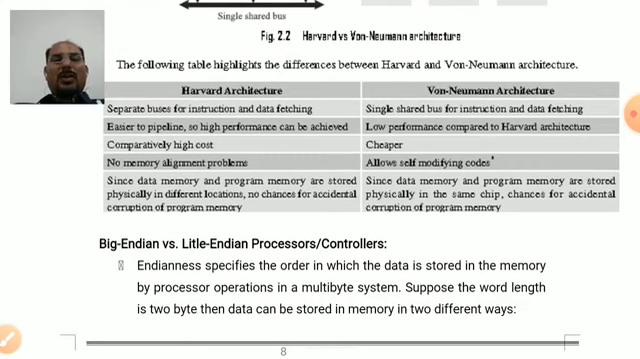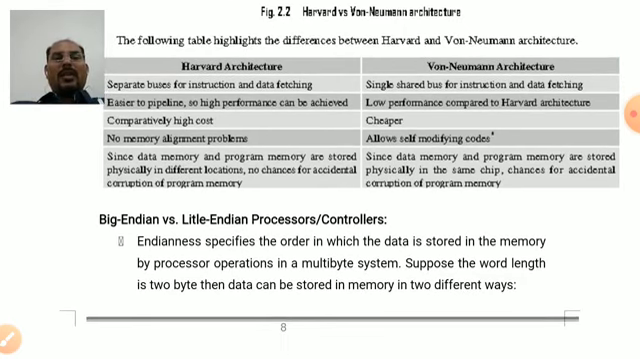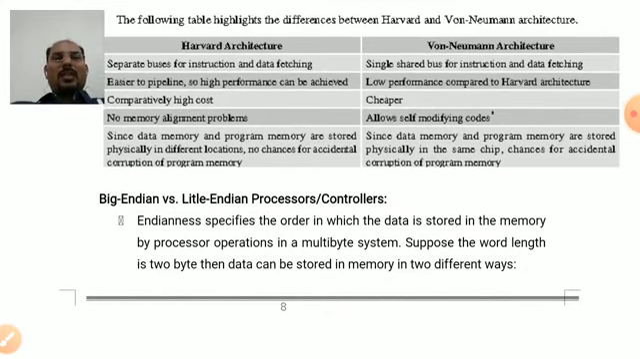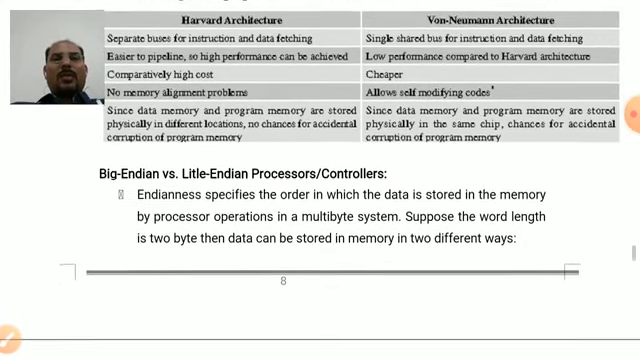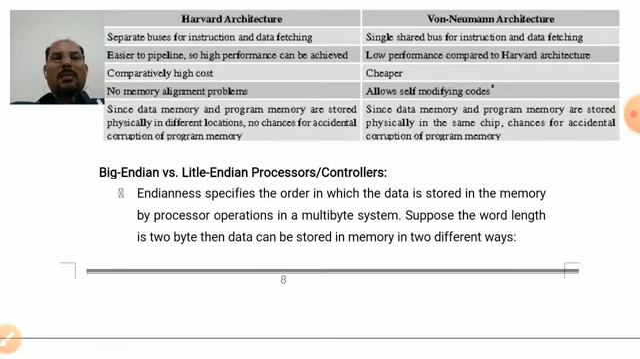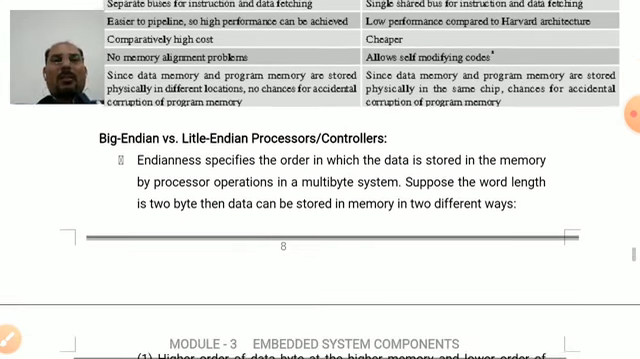Harvard is easier to pipeline, so high performance can be achieved. Von Neumann has low performance because of not pipelining. Harvard is comparatively of high cost, Von Neumann is cheaper. Harvard has no memory alignment problems. Here there are memory alignment problems. Since data memory and program memory are stored physically in different locations in Harvard, there are no chances of accidental corruption of program memory. Here both are present in the single memory. There is a chance for accidental corruption of program memory.